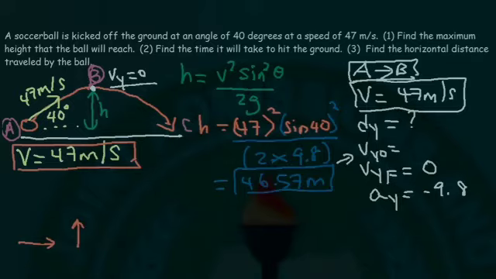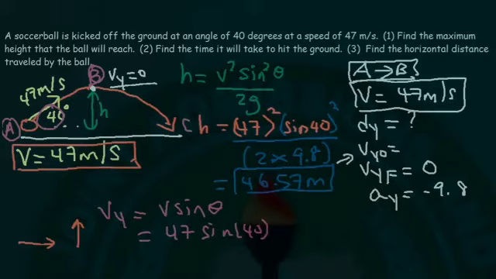Now, earlier in this video, we mentioned how to find Vx and Vy from V. Vy is equal to V sine theta. And we have the angle, which is 40. We know what theta is. So that's going to be 47 sine of 40 degrees. And if you type that in your calculator, you should get 30.21.